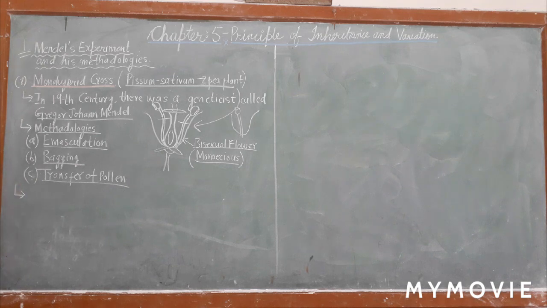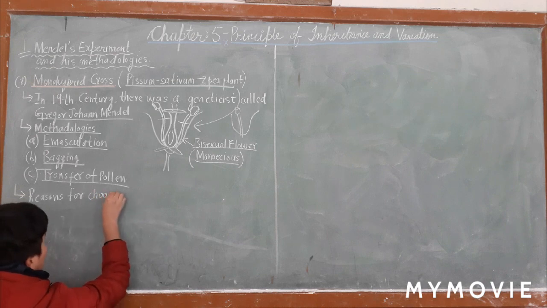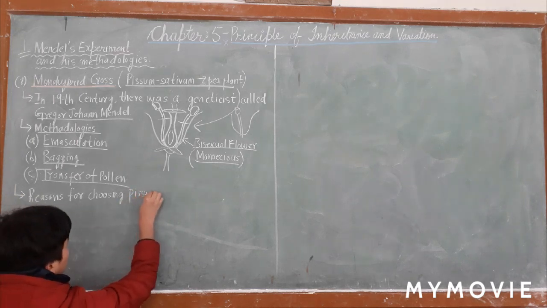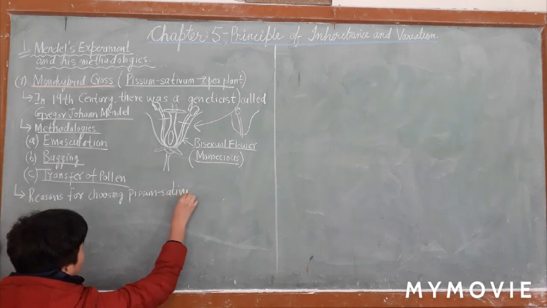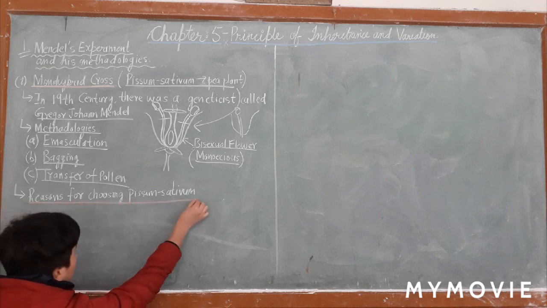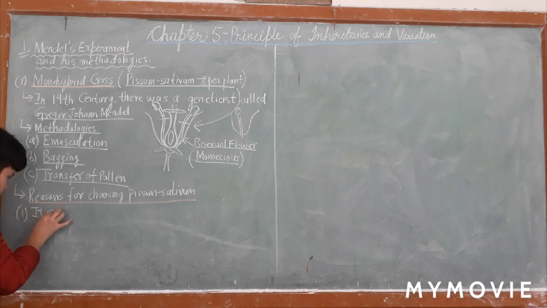Reasons for choosing Pisum sativum, or you can say Pisum sativum. The big reason is in here. Okay, reasons for choosing the pea plant. First one: it is bisexual, so you can say it is monoecious.